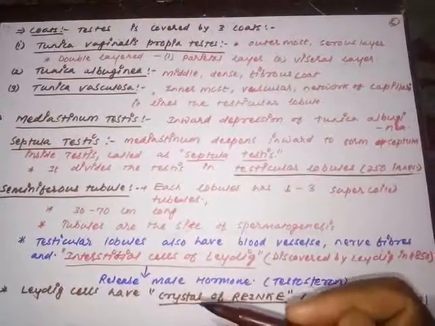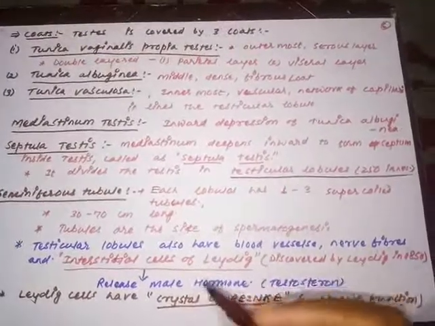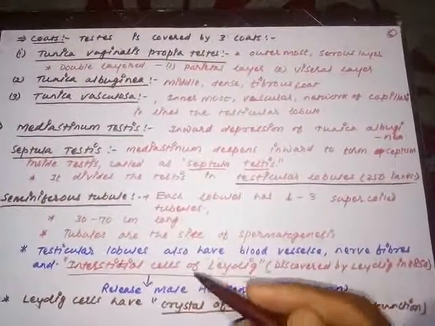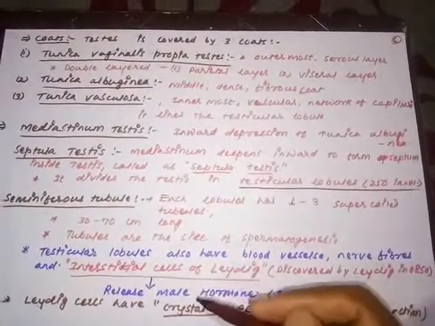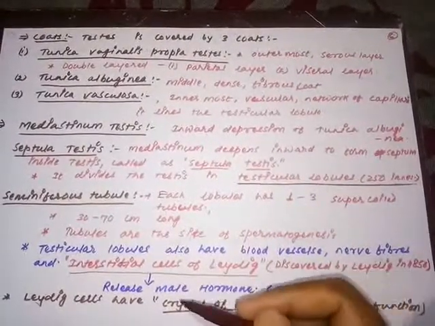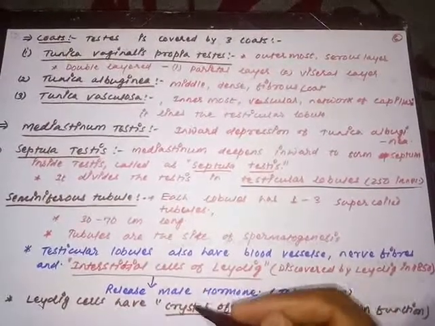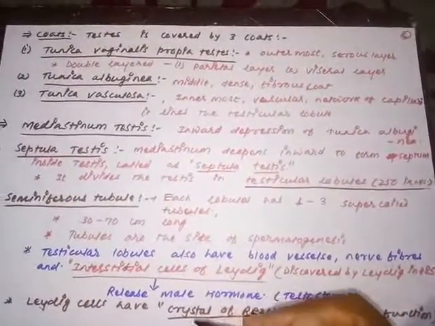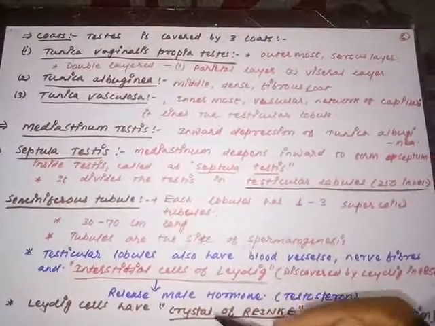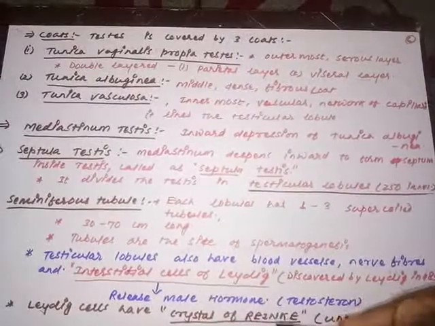So what is the importance of these Leydig cells? Why are these cells present here? These Leydig cells are actually endocrine in nature. They are endocrine in function, meaning these cells are responsible for synthesizing and releasing the male sex hormone called androgen or testosterone.